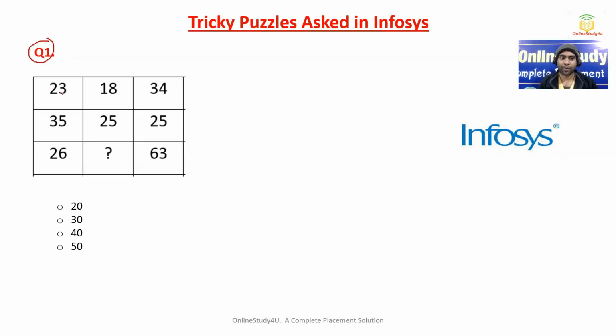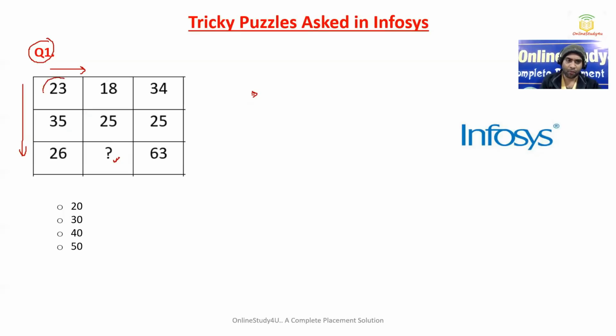Now, question number one, we have 23, 18, 34, 35, 25, 25, 26, and 63. So basically this number we have to definitely get here. Now how to start? Many will say to follow a top to bottom or left to right approach, but see, when you look at the numbers, somewhere it is increasing order, somewhere it is decreasing order, so it is creating a lot of confusion. So definitely this is not a very straightforward question.